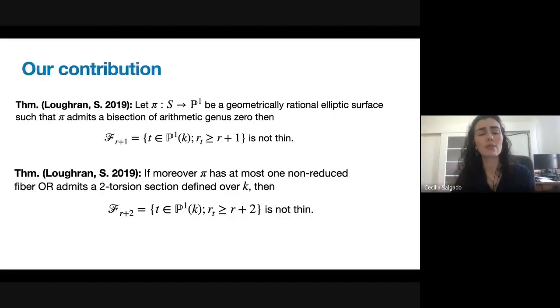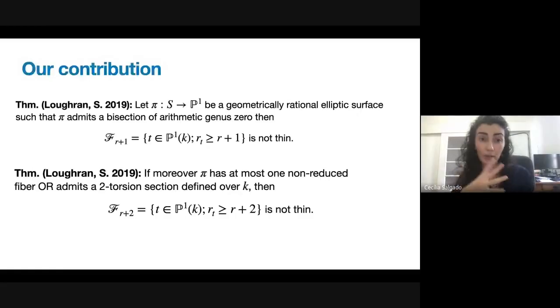So when you have a singularity of type D or of type E, you have non-reduced fibers. And if it has at most one of those, or I have a two-torsion section defined over my number field, then actually the rank jumps by 2 in a set which is not thin. So finally, some quality to the set where the rank jumps. And that's what we got. I will soon go back to the theorem. Let me maybe clarify or make a translation of some of the hypotheses.